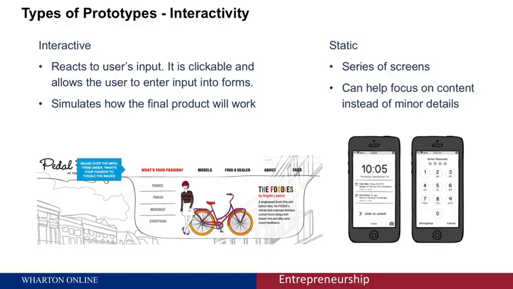On the one hand, you have static prototypes, which are essentially just a series of screens. On the other hand, you have interactive prototypes. These prototypes react to user inputs. An interactive prototype is clickable and allows the user to enter input into forms. In a sense, an interactive prototype simulates how the final product will work in a very realistic fashion.